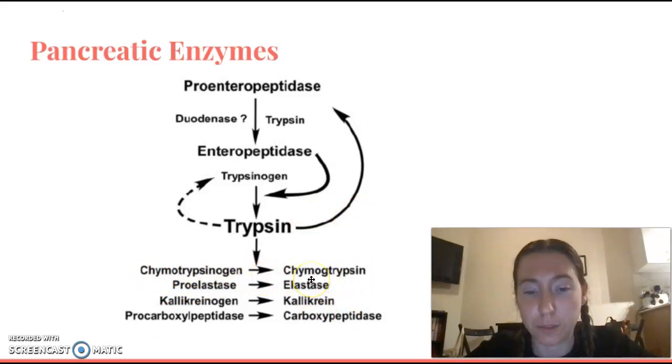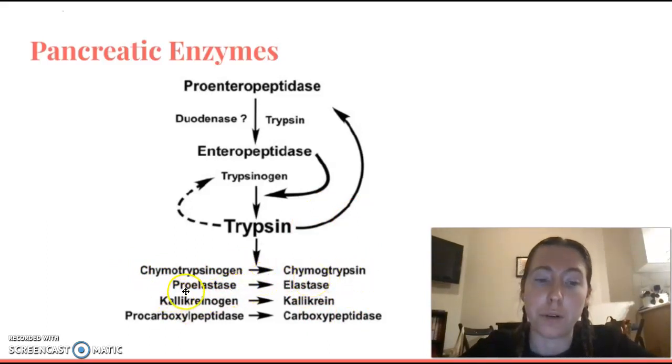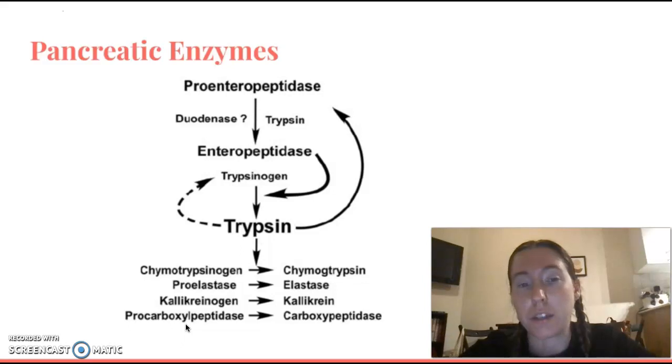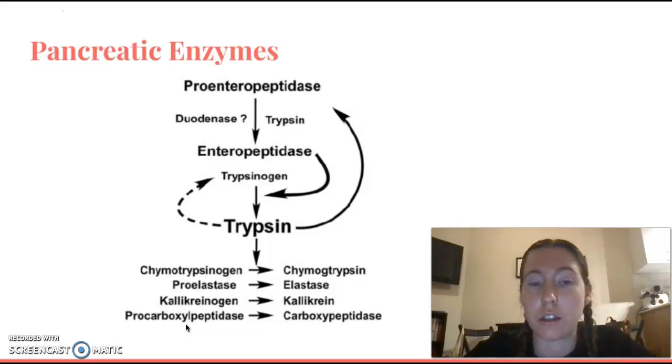into chymotrypsin, proelastase into elastase, kallikreinogen into kallikrein, and procarboxypeptidase into carboxypeptidase. So that is how that would function. And again, all of these would be secreted through the pancreatic duct into the duodenum.